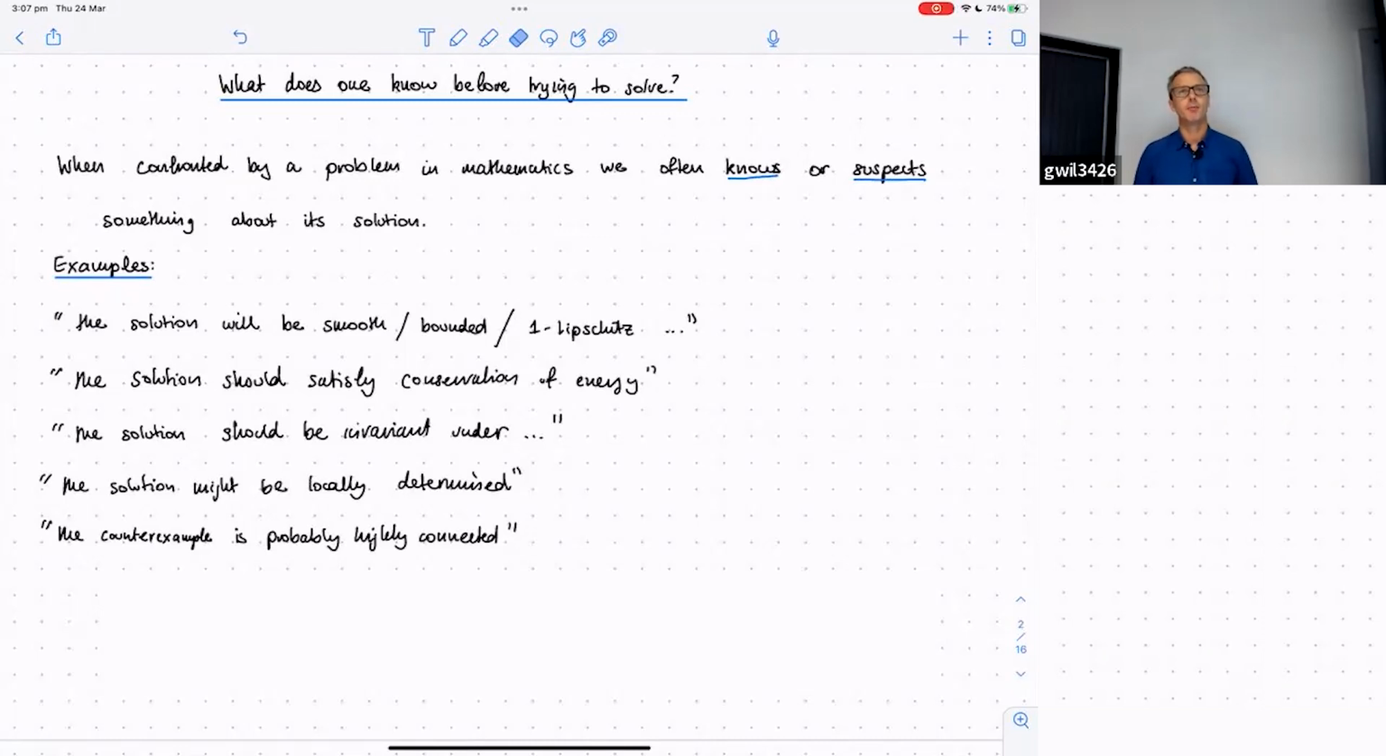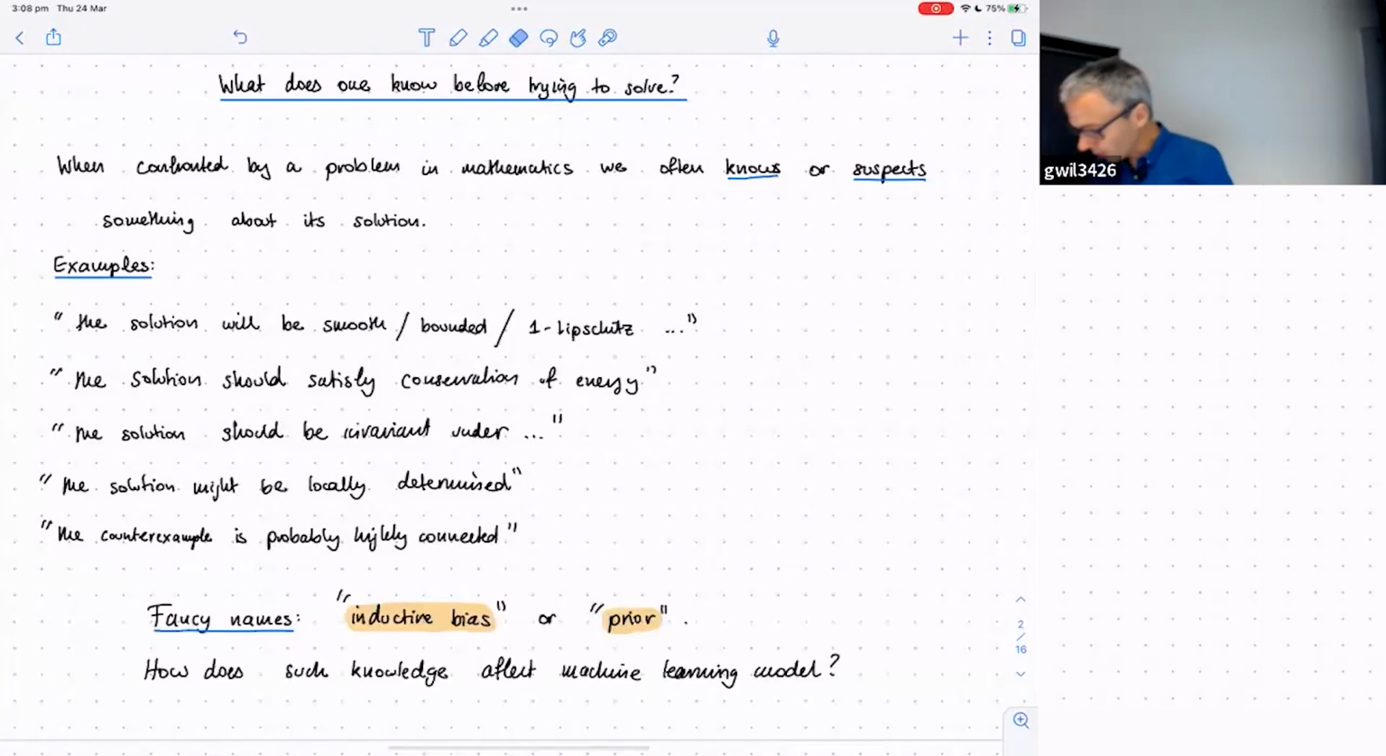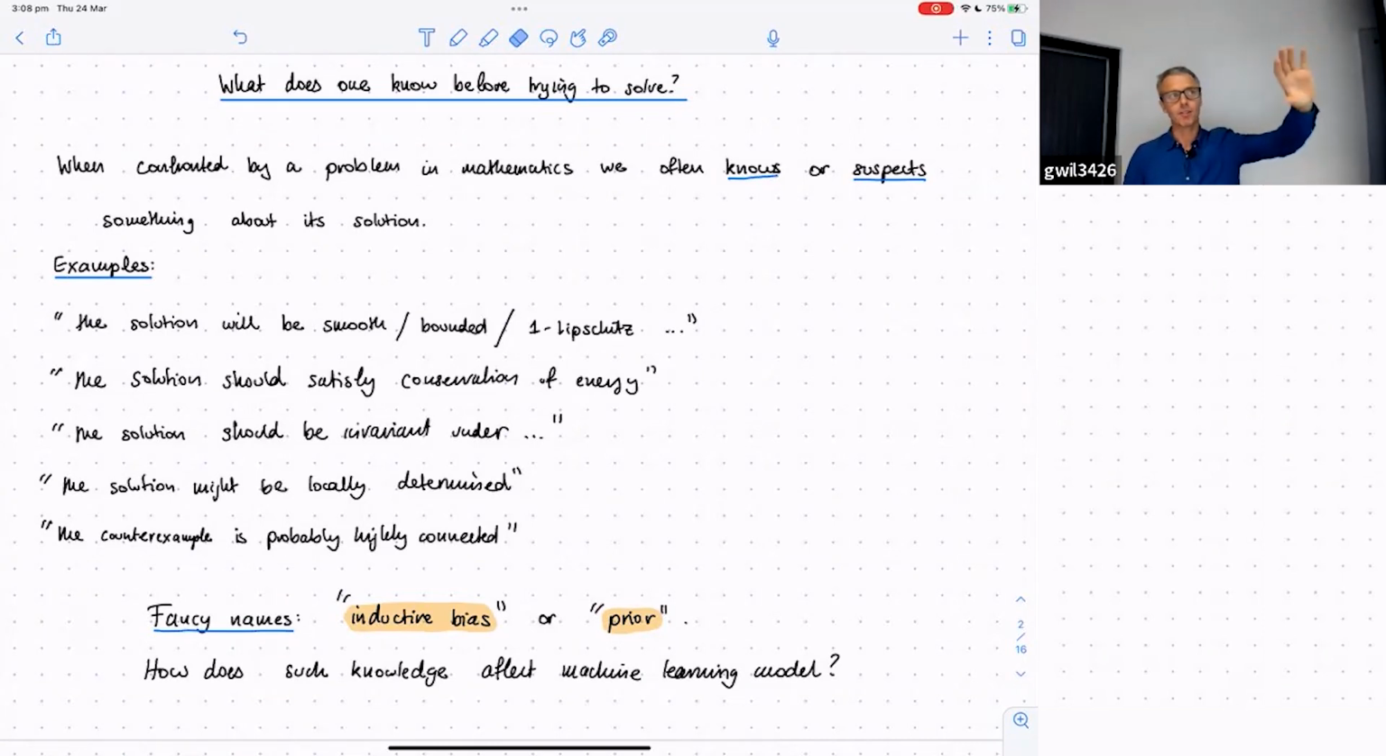It's a very common situation in maths that you have some problem and you know or suspect something about the solution. A basic example would be that we expect, or we hope, the solution to be smooth. The solution should satisfy conservation of energy, for example. There'll be some differential equation that the solution should satisfy. The solution should be invariant under a group. This occurs all the time in physics. The solution might be locally determined. We might also be looking for a counterexample, and we might suspect something about the counterexample. The fancy names for this are inductive bias or prior. Inductive bias just means something that you know about the problem a priori before starting to solve it. And it's very important to remember what inductive biases there are in a problem.